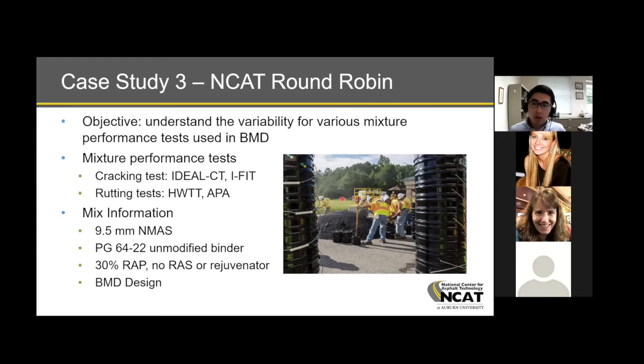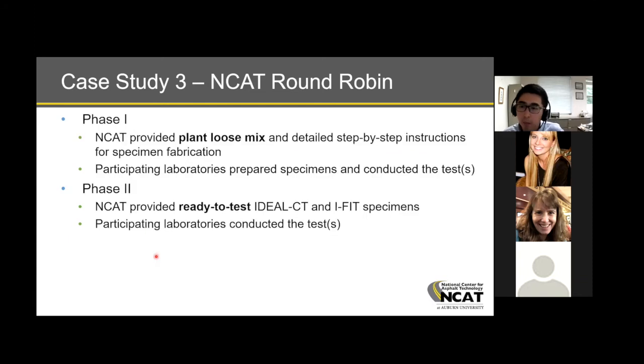And finally, I want to share a case study about the round-robin study that we did a couple of years ago. The whole idea was to look into the variability of different mixture performance tests that have been used in balanced mix design. We included IDEAL-CT and I-FIT for cracking, Hamburg and APA for rutting. Here's the mix information. Nothing special I want to mention here. This is a mix with balanced rutting and cracking resistance, so we don't have extreme mix conditions in the round-robin study.